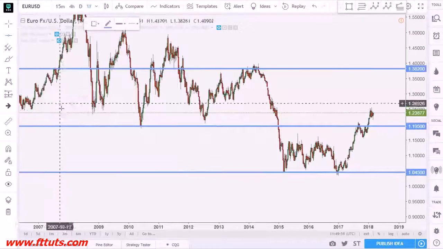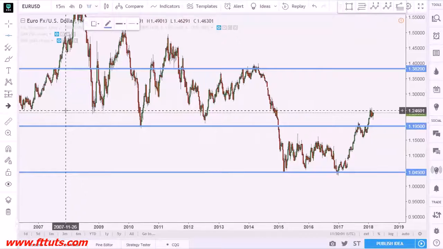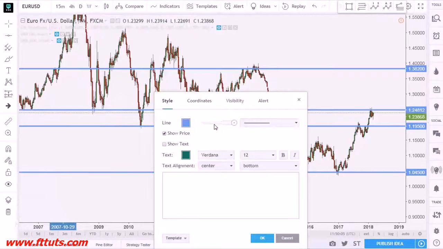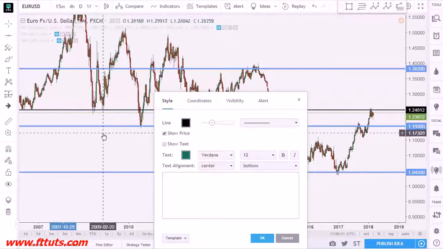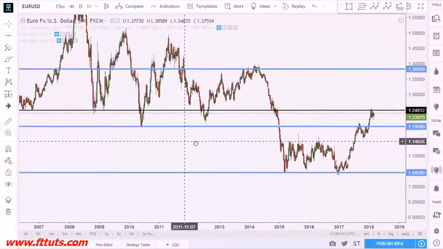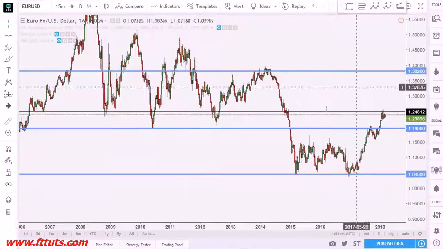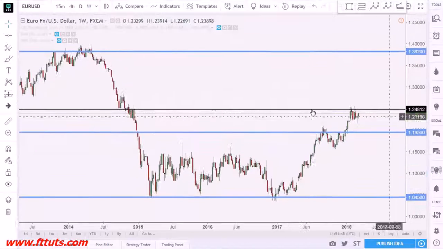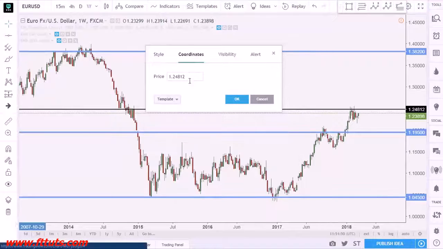We may have one here. For the weekly key levels, I try to make them with another color and less thick than the monthly levels. We make them black, so we see that we have some prices respecting this level. We can make it more accurate.